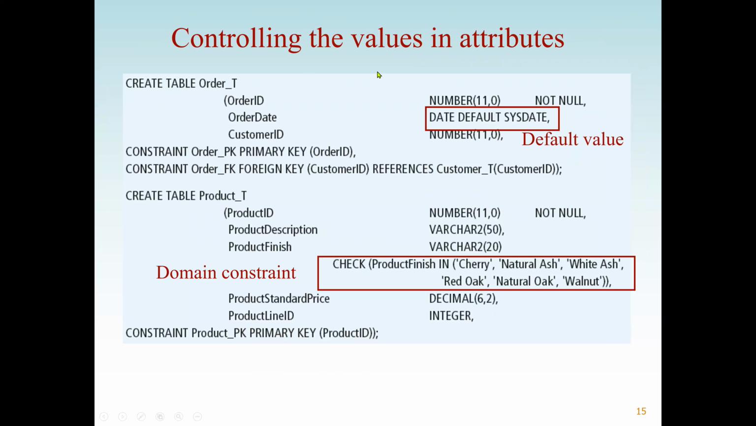Now, controlling the values in attributes, we can see we have the order T. These are the 3 attributes we saw before. We use the constraint order, and we set the primary key field to be the order ID. The foreign key will be the customer ID.